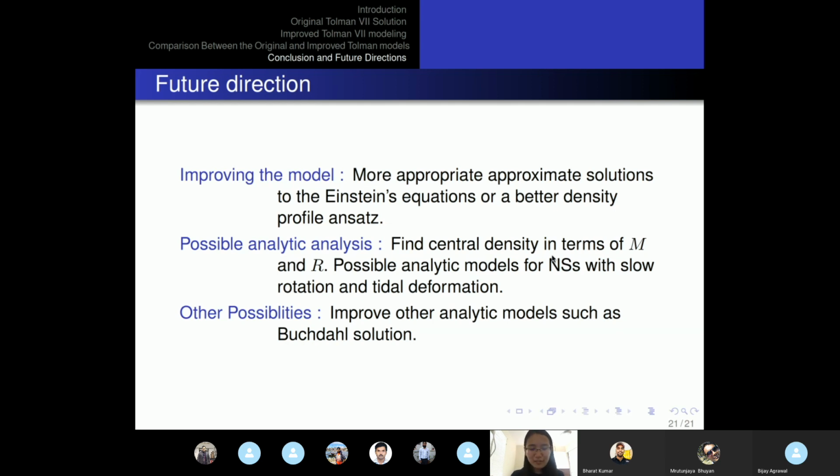And there are other possibilities, like improving other analytic models, such as the Buchdahl solution. Yeah, and I think that's it. And thank you for your patience and listening to my talk. Thank you.